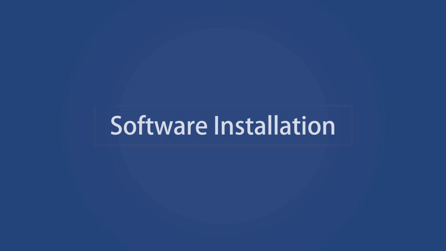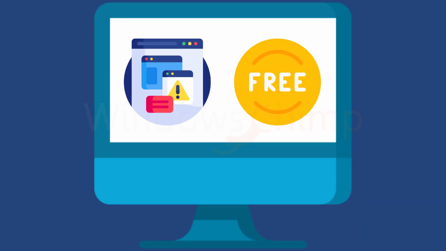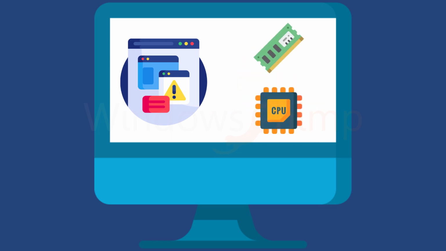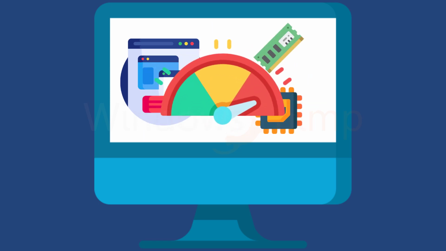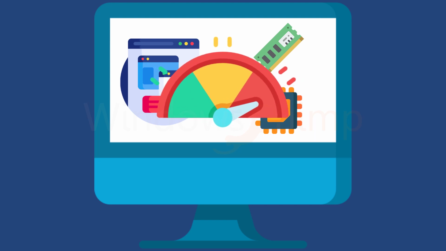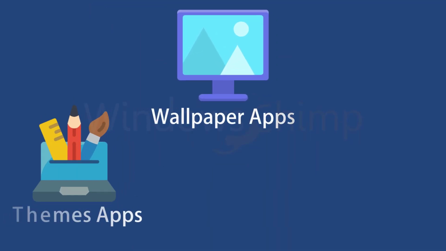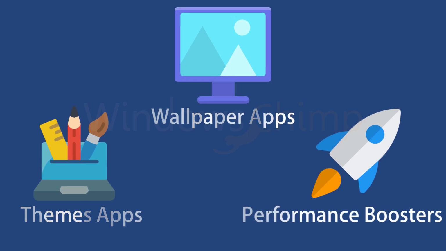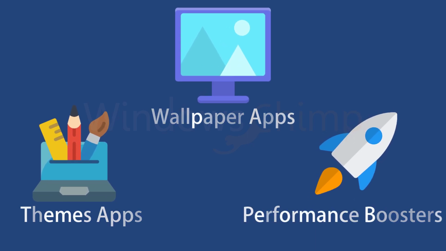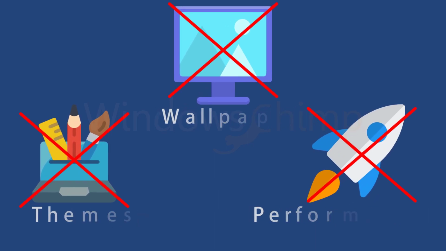Software installation. Some software comes bundled with bloatware. They use your system resources even more than they require to complete the desired task. Such software drastically slows down your computer. You should identify and remove such software if you have installed apps like wallpaper, themes, PC performance boosters, etc. Most likely, they're bloatware. You should remove them.